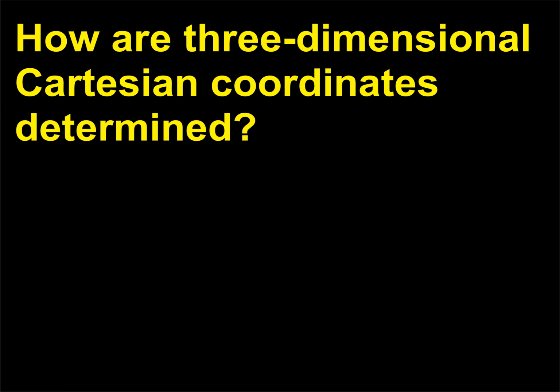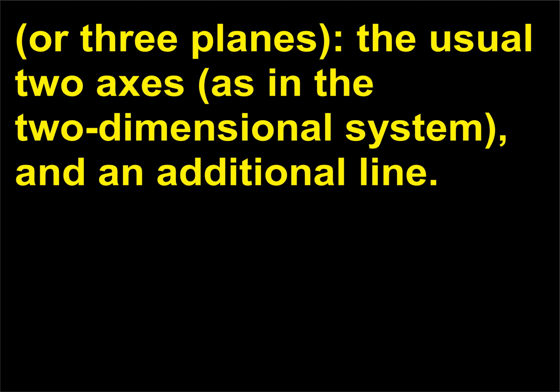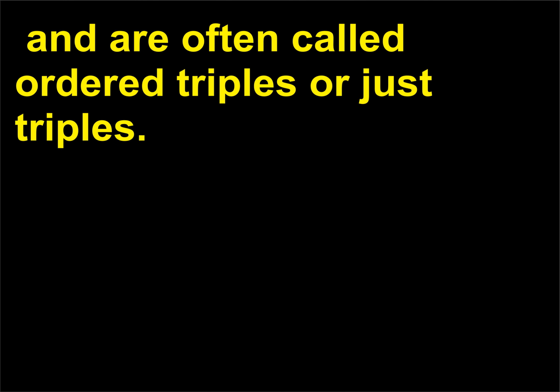How are three-dimensional Cartesian coordinates determined? The three-dimensional coordinates are those that describe a solid or three-dimensional object with three axes, or three planes: the usual two axes, as in the two-dimensional system, and an additional line. The coordinates are usually written in terms of x, y, and z, and are often called ordered triples or just triples.